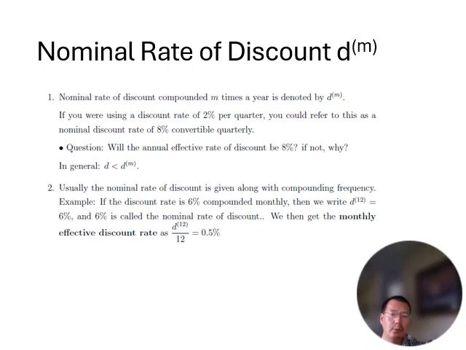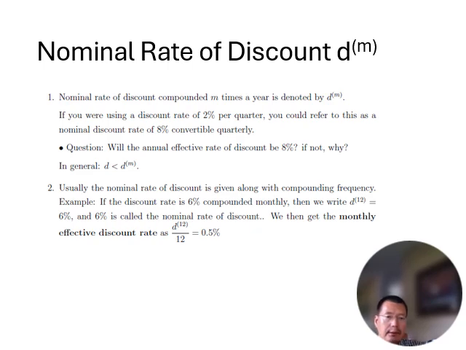Now let's talk about nominal rate of discount. The notation is d_m. Nominal rate of discount compounded m times a year is denoted by d_m. If you were using a discount rate of 2% per quarter, you could refer to this as a nominal discount rate of 8% convertible quarterly. So the first question: will the annual effective rate of discount be 8%? The answer is no.